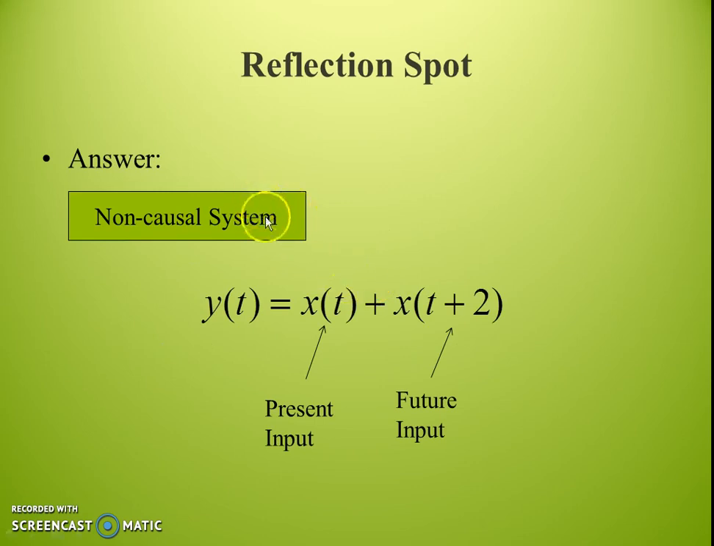Alright, let's try to understand the previous question. As we can see, x of t is the present input, whereas x of t plus 2 is actually the future input. And according to the definition of causality, a causal system does not depend on future inputs. So we can see this system is a non-causal system.